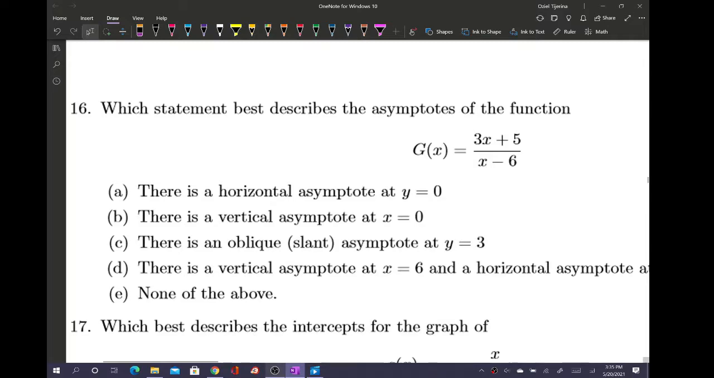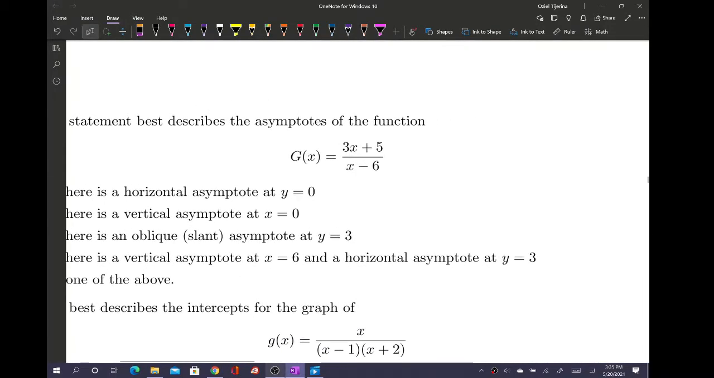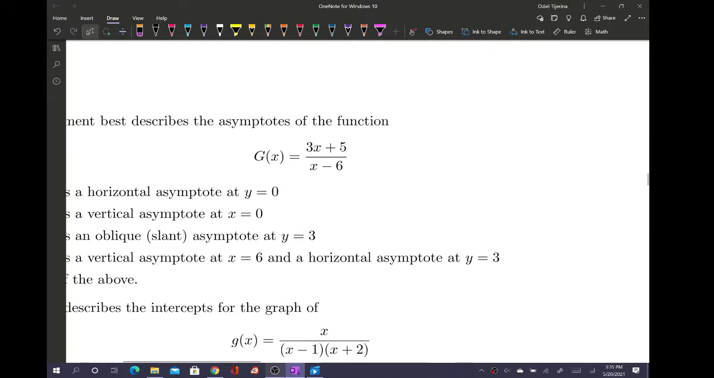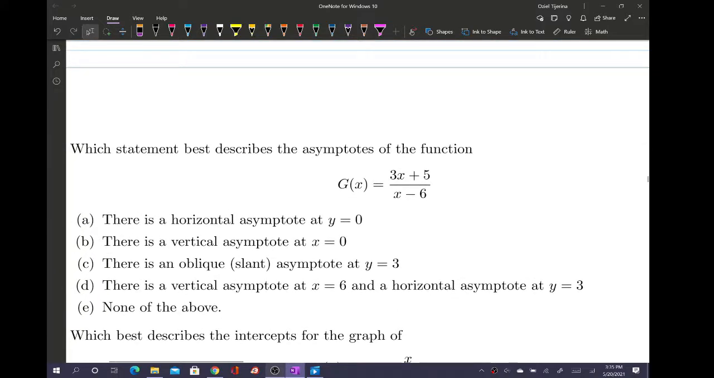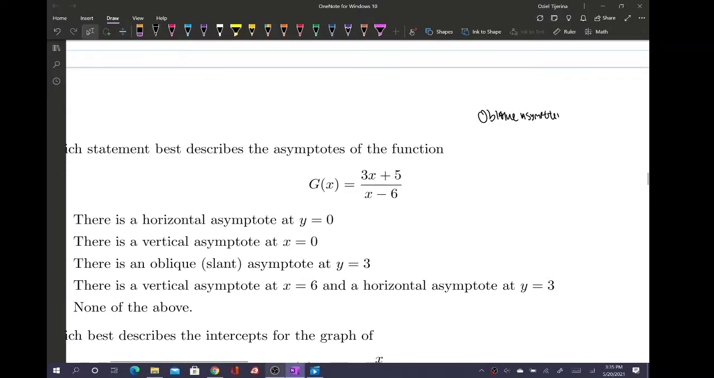Okay. Which statement best describes the asymptotes of the function g of x equals 3x plus 5 over x minus 6? All right. Now, one of the things that I don't know if I went over this or not, but when you have an oblique asymptote, or they also call it a slant asymptote.